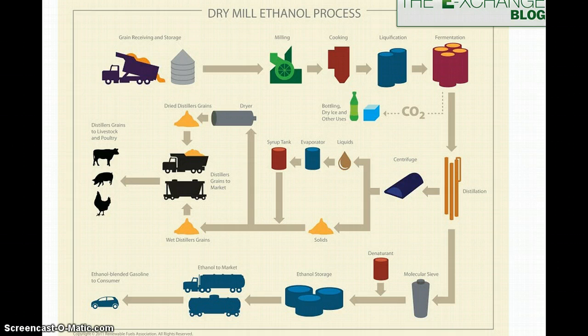The ground up grains would then be put in a cooking chamber where water would be added to it to create what the industry calls a mash. An enzyme would also be added here to make the starch into little particles. The mash is then taken to a liquefaction chamber where heat is added in order to make it a liquid and also to remove all the bacteria that were in the grains.